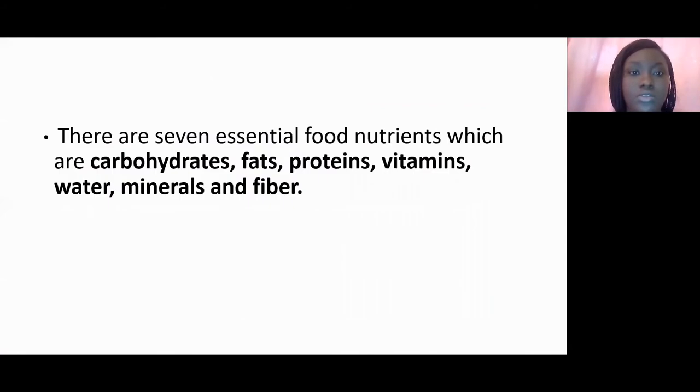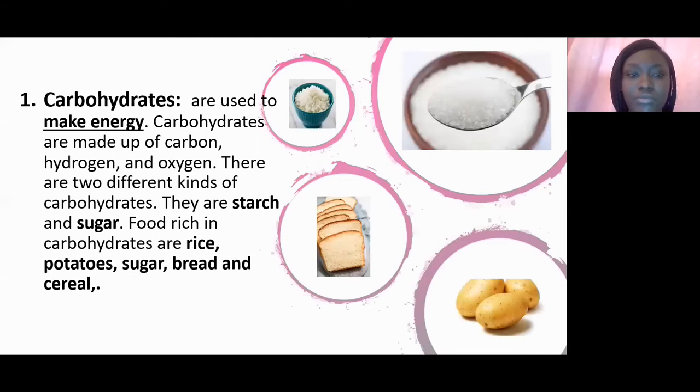Okay. So we said that they were carbohydrates, fats, proteins, vitamins, water, minerals, and fiber. And you should have this from last class, so don't write this. We're just going to quickly go over these few. Okay, so firstly, carbohydrates. We said that there were 2 types of carbohydrates, starch and sugary carbohydrates, right? And we said that the main function of carbohydrates was to make energy. Food rich in carbohydrates, examples of these were rice, potatoes, sugar, bread, and cereal.